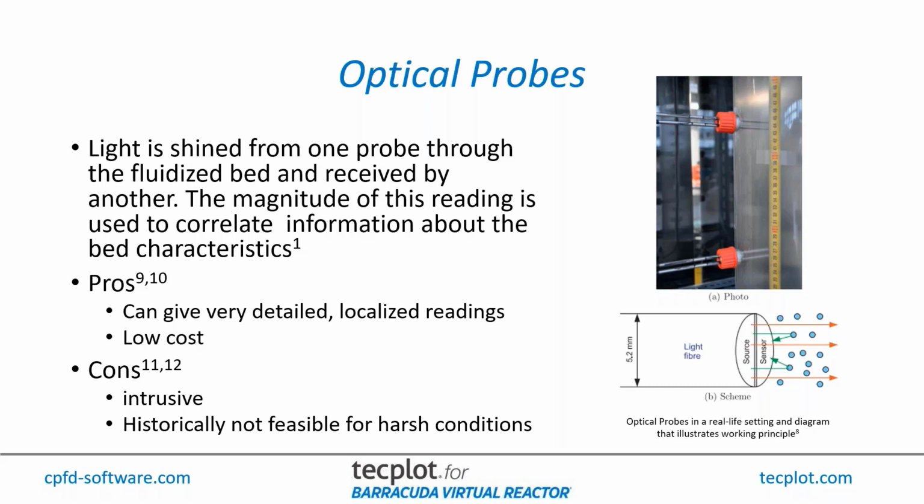However, these probes are inherently intrusive, and they'll always introduce some amount of disturbance to the flow in the system. Additionally, the probes can be sensitive to harsh conditions such as high temperatures and pressures that are typical in chemical reactors. A lot of these shortcomings have been researched and mitigated over the years. For example, the probes in this picture are quite small and designed to minimize the intrusiveness within the bed.